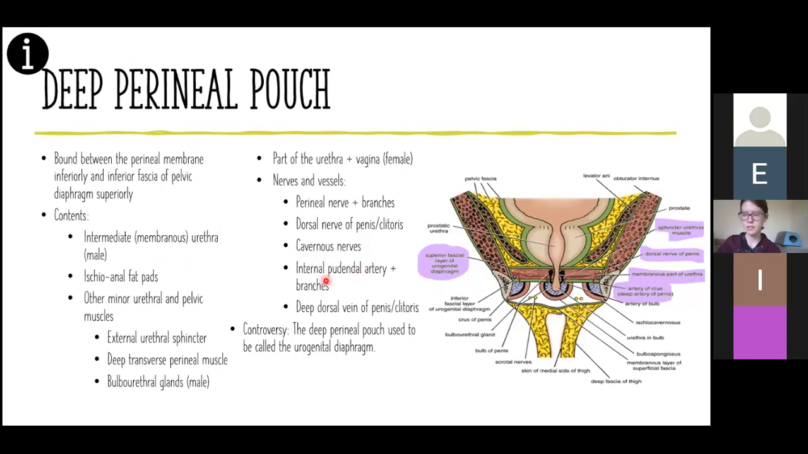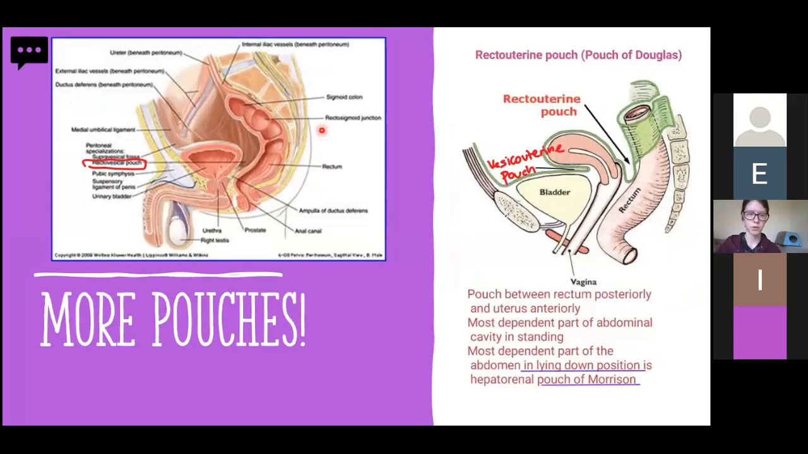More pouches. This one's pretty self-explanatory. I'm sure you guys will know you've got pouches between your organs, basically. In males, you've just got the bladder and the rectum, so you have the rectovesical pouch. And for females, you've got a uterus in between, so you've got vesicouterine and rectouterine. And the rectouterine is called the pouch of Douglas as well.